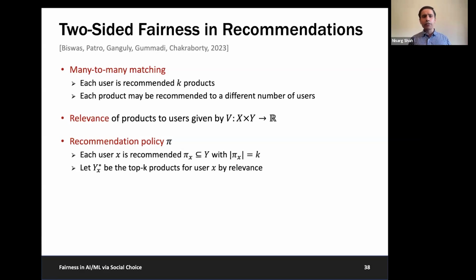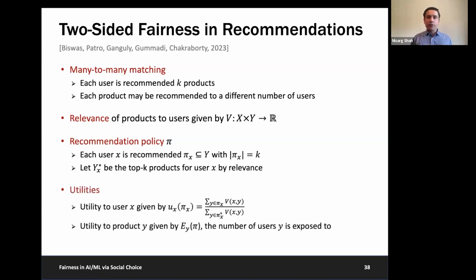Note that these recommendations might be different from the best K products that this user might want, because this wouldn't really be fair to the side of the products. And so in this case, we define the utility of a user X as the utility that they get under their current set of recommendations divided by the utility that they would have gotten if they were recommended their own personal best K products, the K products that they would have preferred the most to be recommended. And the utility to a product Y is just the number of users to which this product Y is recommended.